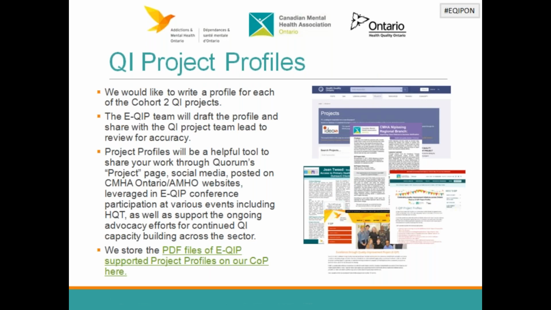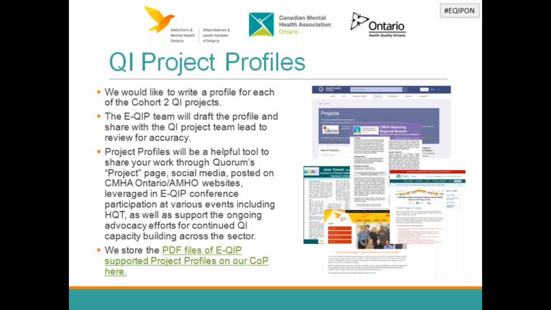Another way that we're going to work with you over the coming months to share your work, and hopefully this won't be a lot of work on your part, is to create a project profile for the projects that you've all just talked about. We did this last year with our Cohort 1 projects, and they're really useful in getting out the messaging and sharing experiences of the QI work happening within community mental health and addictions in Ontario. There is a hyperlink there where you can see all of the PDF files from our Cohort 1 projects so that you can get a sense of what we'll be writing about your projects. A lot of the information that you've shared today will actually provide the content for those profiles.